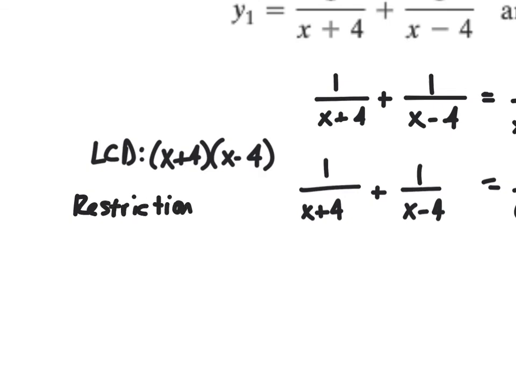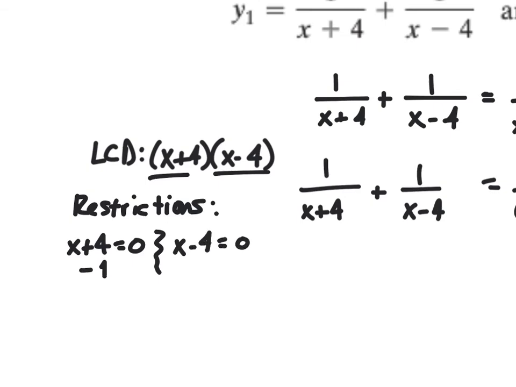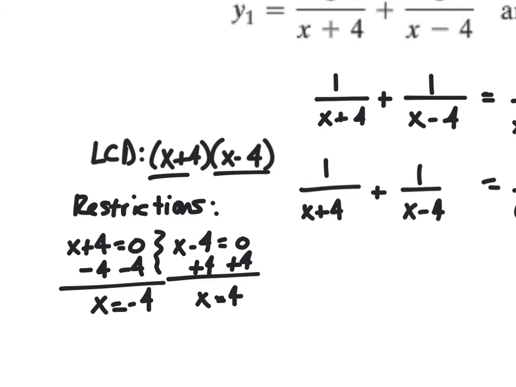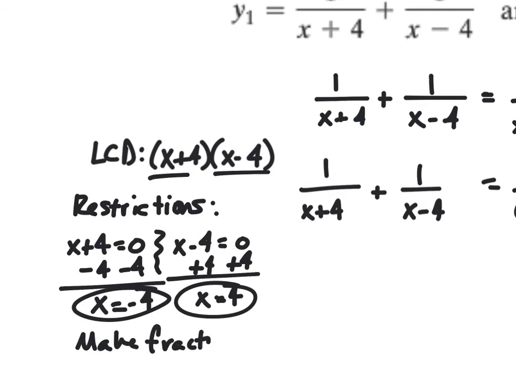Okay? So my restrictions, what I want to do is take each of my terms in my least common denominator and set that equal to 0. Okay, so I'm going to do x plus 4 equals 0, and then I'm going to do x minus 4 equals 0. Here I'm going to subtract 4 from both sides, so I get a value of x equals negative 4. Here I'm going to add 4 to both sides, so I get a value of x is equal to positive 4. These are my restrictions. These make my denominator 0, so they make fractions undefined.